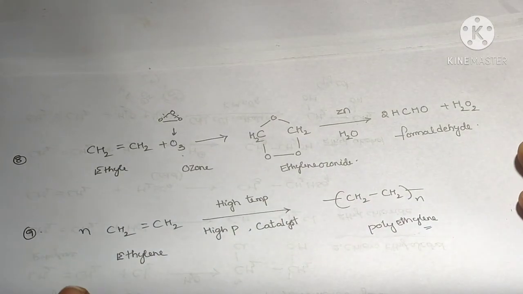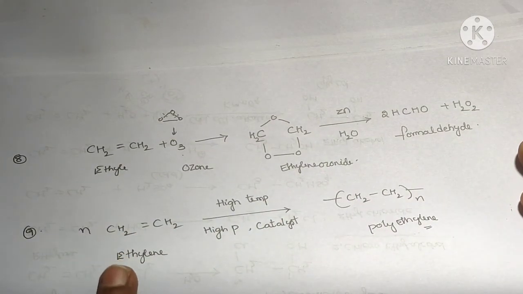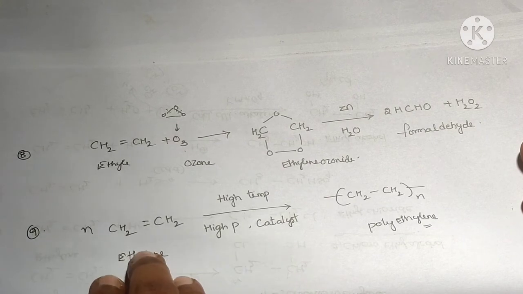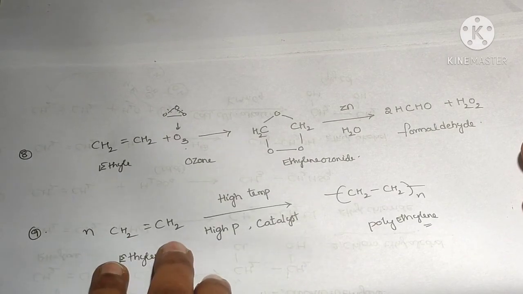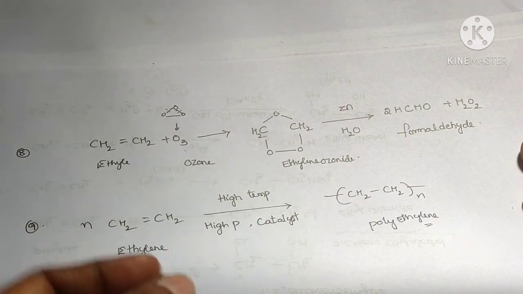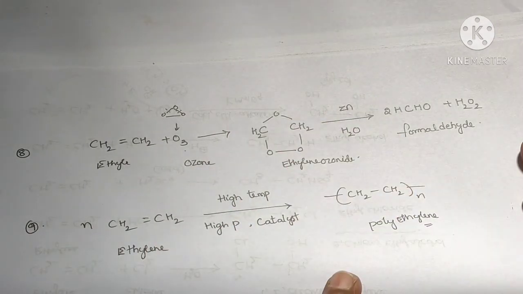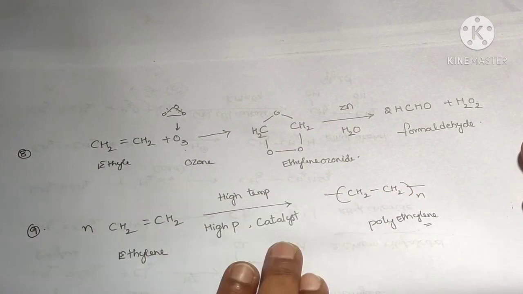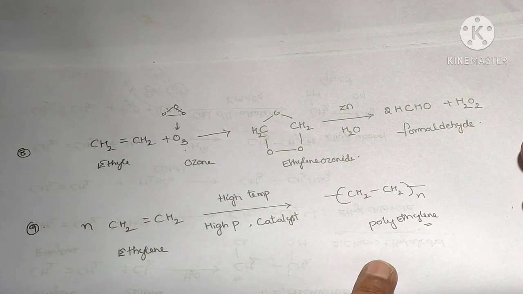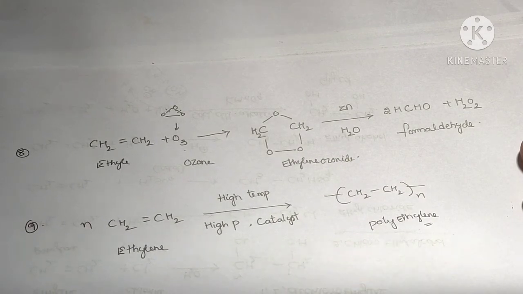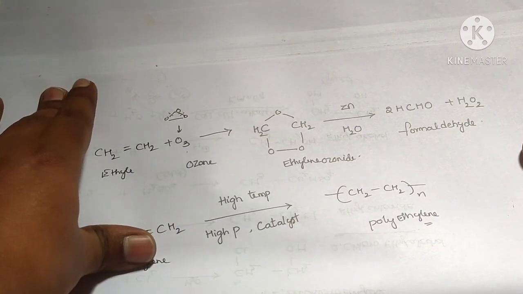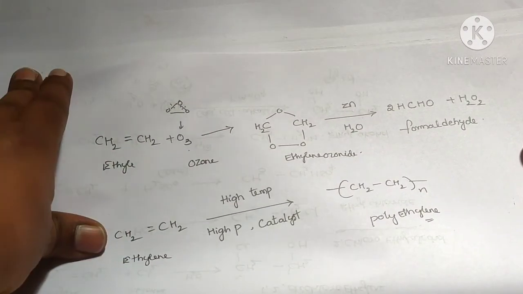And the next property is polymerization. We take n molecules of ethylene and use high temperature, high pressure and a catalyst. It produces polyethylene. These are the preparations and properties of alkenes.